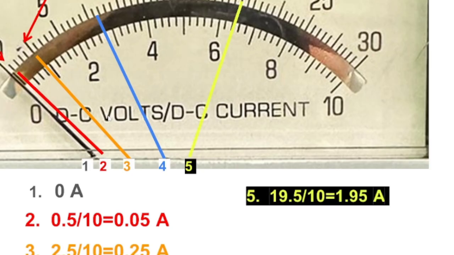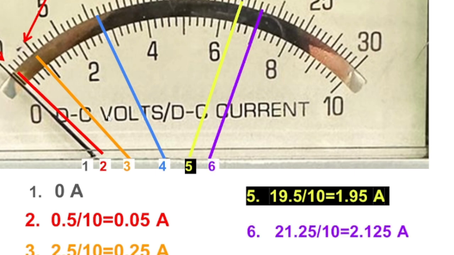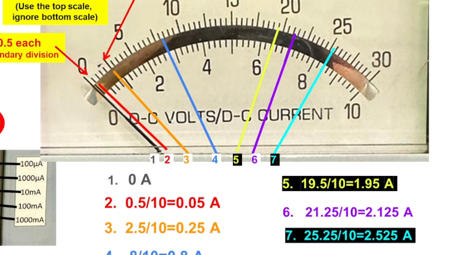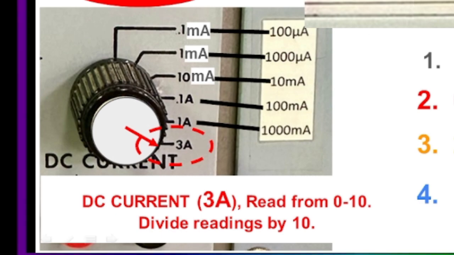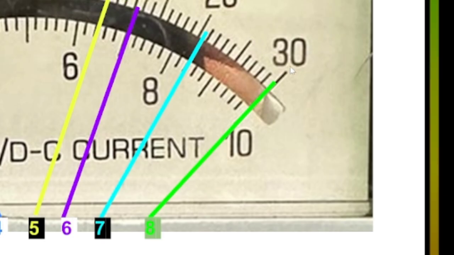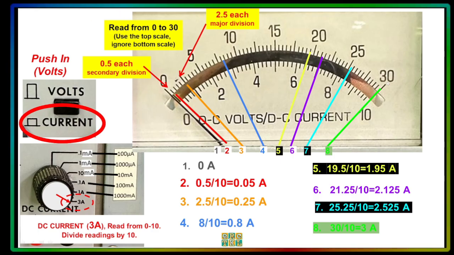19.5 will become 1.95. 21.25 will become 2.125. Number 7, which is 25.25, will become 2.525. And lastly, the 30 here, 30A or 30 amperes, divided by 10 will become 3 amperes, which is exactly the same as the limit. So, if you write 30 here, you will be wrong because 30 is bigger than 3, which is the limit.